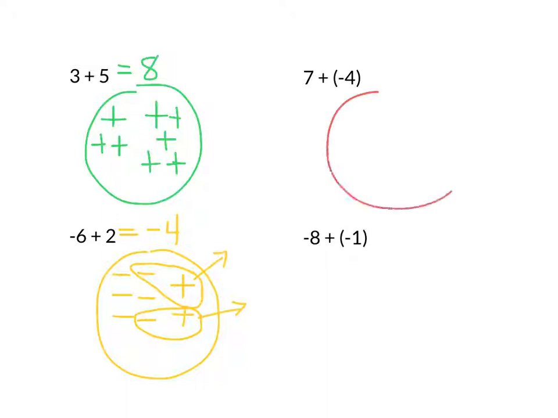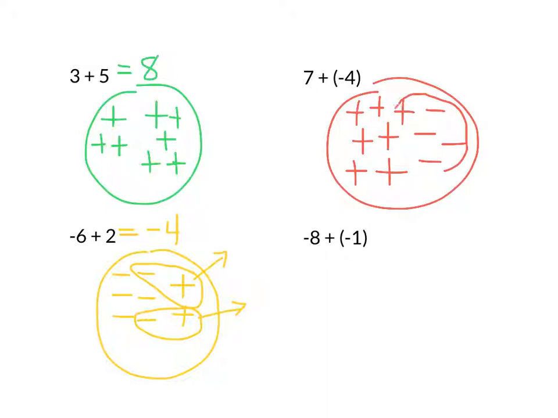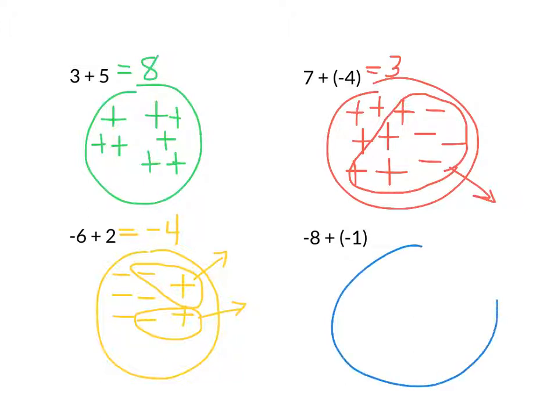7 plus negative 4, again, draw my circle, 7 positives, and 4 negatives. This time I'm going to go ahead and draw a circle around four negatives and four positives and say those are gone. I'm left with three positives. So 7 plus negative 4 equals 3 positives, or positive 3. And finally, negative 8 plus negative 1. So 8 negatives, 1, 2, 3, 4, 5, 6, 7, 8. And 1. Well, nothing cancels out, obviously, so we end up with 9 negatives, or just negative 9.